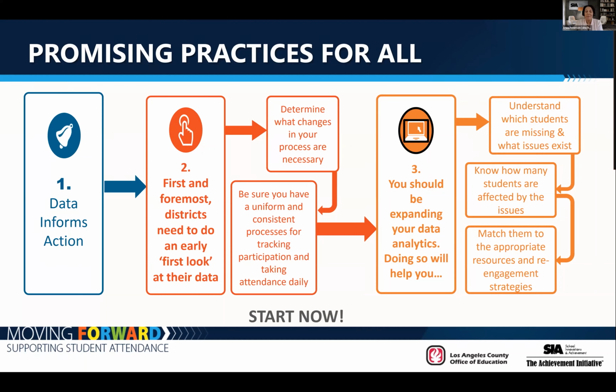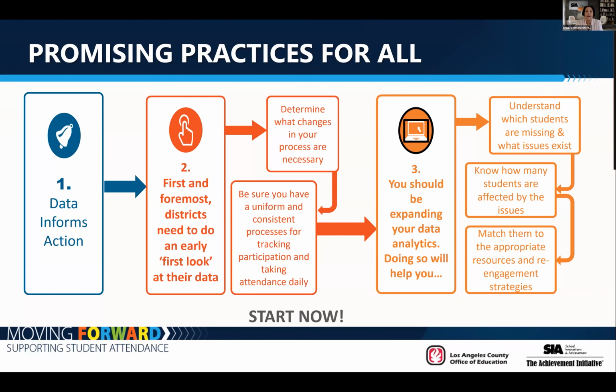What are you not looking at? Become curious about your data. So again, it's the onion for me. I peel back the layers and I always want to ask the why. So doing so will help you then understand what students are missing, what the issues are, or at least to lead you to ask the question for those families as to what the issues are and what's affecting them so that you can match them to the appropriate resources and re-engagement strategies.